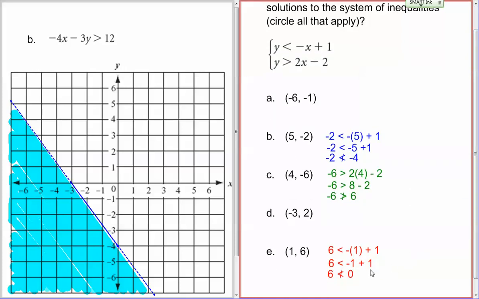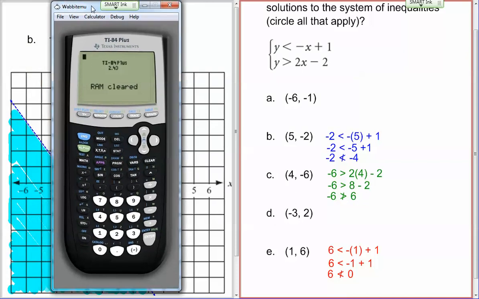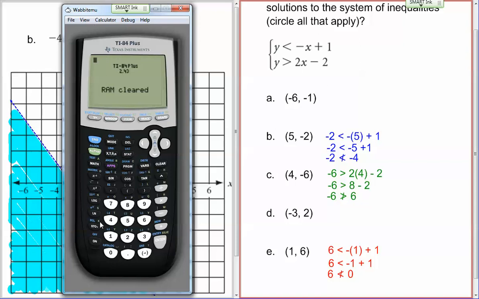I've got here that this point does not work in the first inequality again, so I plugged in 6 for y and 1 for x. Then the opposite of 1 is -1. -1 plus 1 is 0. I get 6 is less than 0. That's not a true statement, hence why I put that cross through there, making that point not a solution to the inequality. All right, so let's look at the points that do work, that are A and D. That's the correct answer. And let's check those.